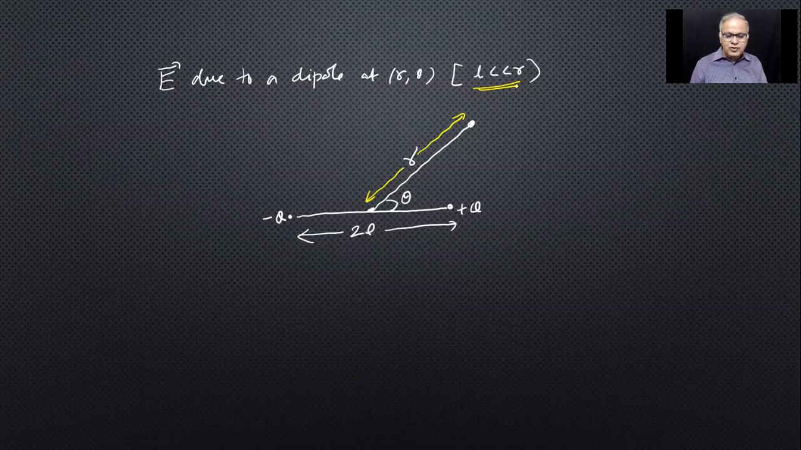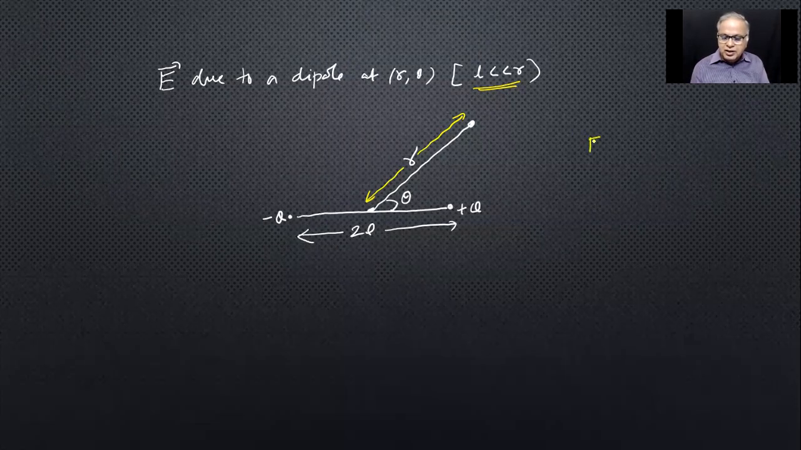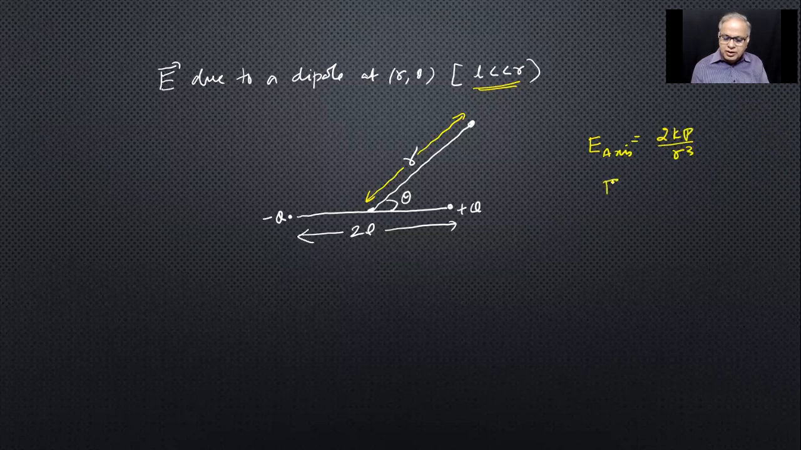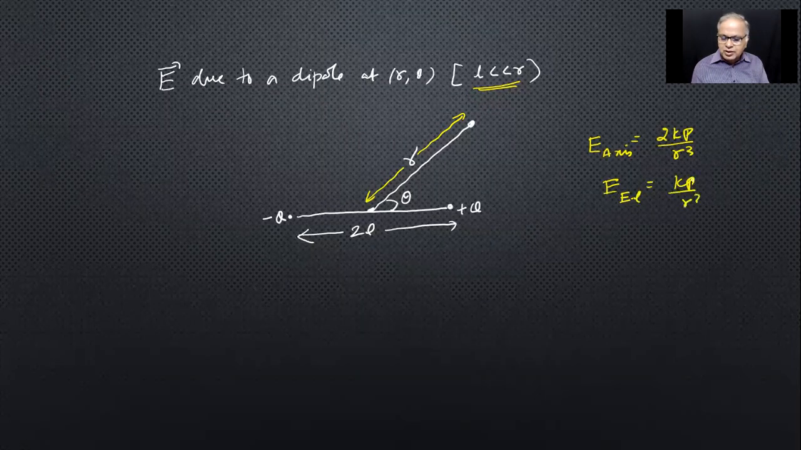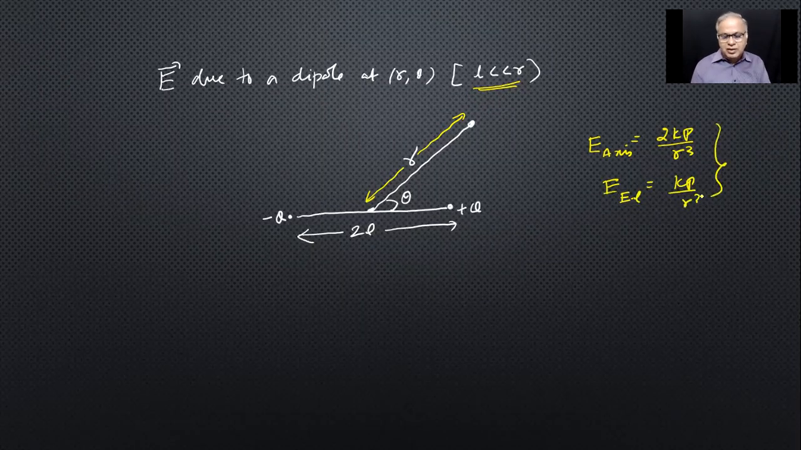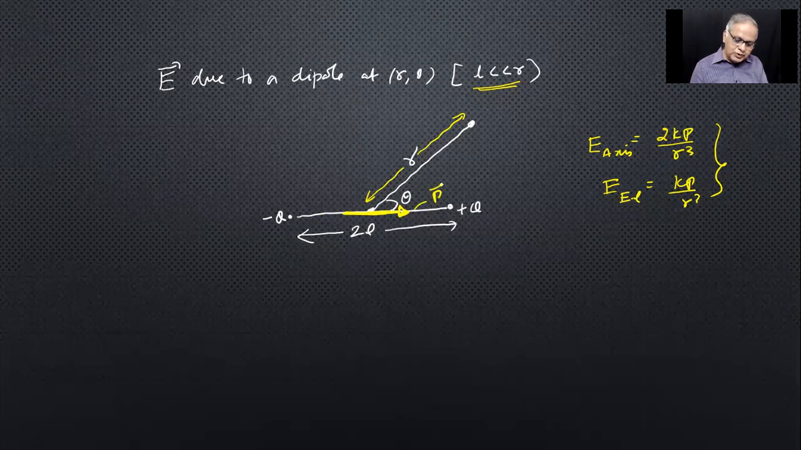How do we do that? We follow a specific procedure for this. We already know E on the axis for a small dipole was what? 2kp by r cubed. E on the equatorial line was how much? kp by r cubed. I would like to use these two formulas anyway, because we said L less than R. For that I will take my P. P is like this, isn't it? Dipole moment vector is like this.